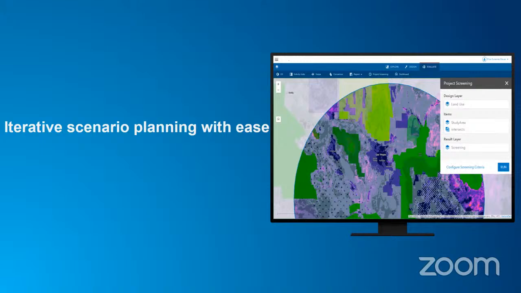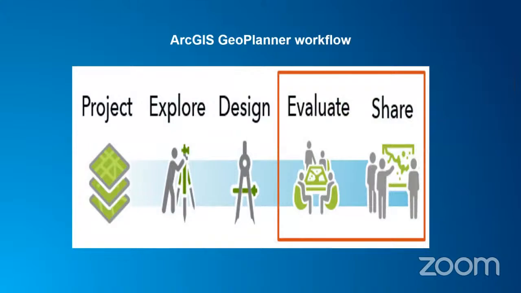So with project screening capabilities, you're able to identify opportunities and constraints, maximize your performance and also mitigate your potential constraints within your planning designs. So our workflow, when we look at ArcGIS GeoPlanner, is very simple. It has a very simple workflow that ensures you're able to achieve your planning objectives while also saving on time. You just create your project, explore data and add data from various sources, as I'd mentioned, design, and then evaluate and share with the relevant stakeholders.